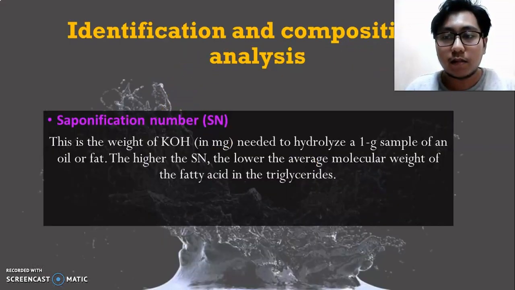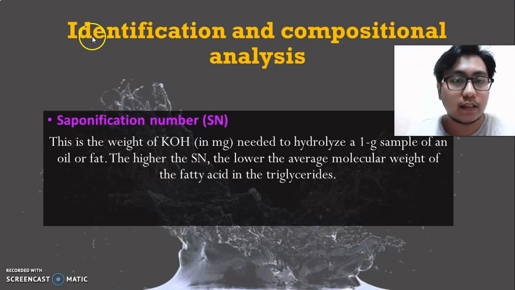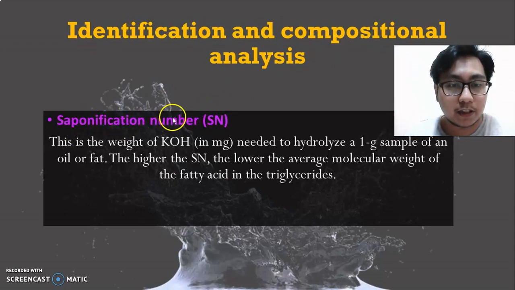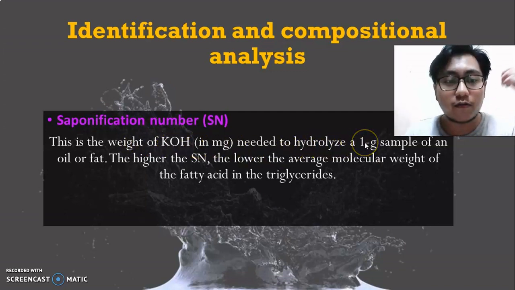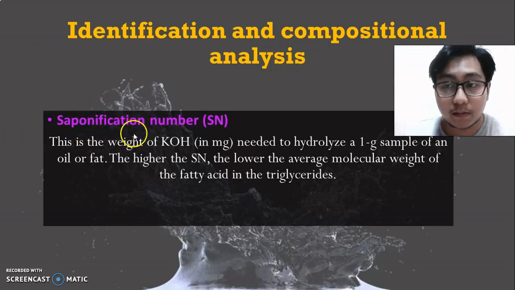Alright, so let me adjust this a bit. Okay, so this first series of tests is for identification and compositional analysis of fats. The first test is the saponification number, or SN. Saponification number is the weight of KOH in milligrams needed to saponify a sample of an oil or fat. In simpler terms, saponification number is basically the amount of potassium hydroxide needed to turn 1 gram sample of an oil or fat into soap. So that's where the name comes from.